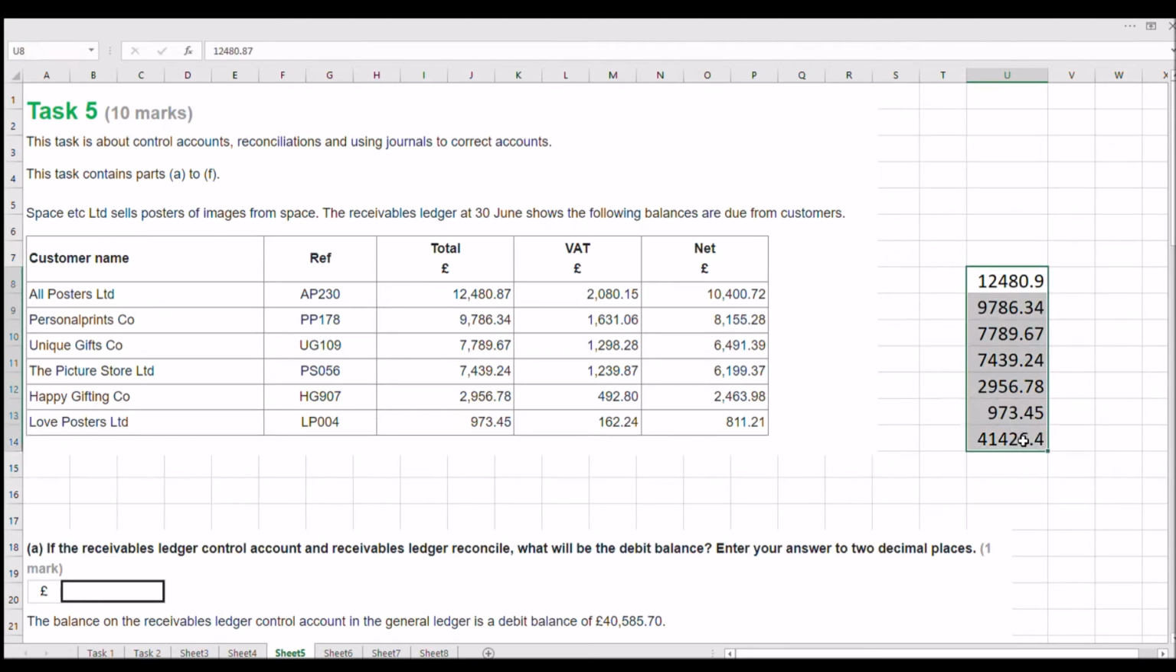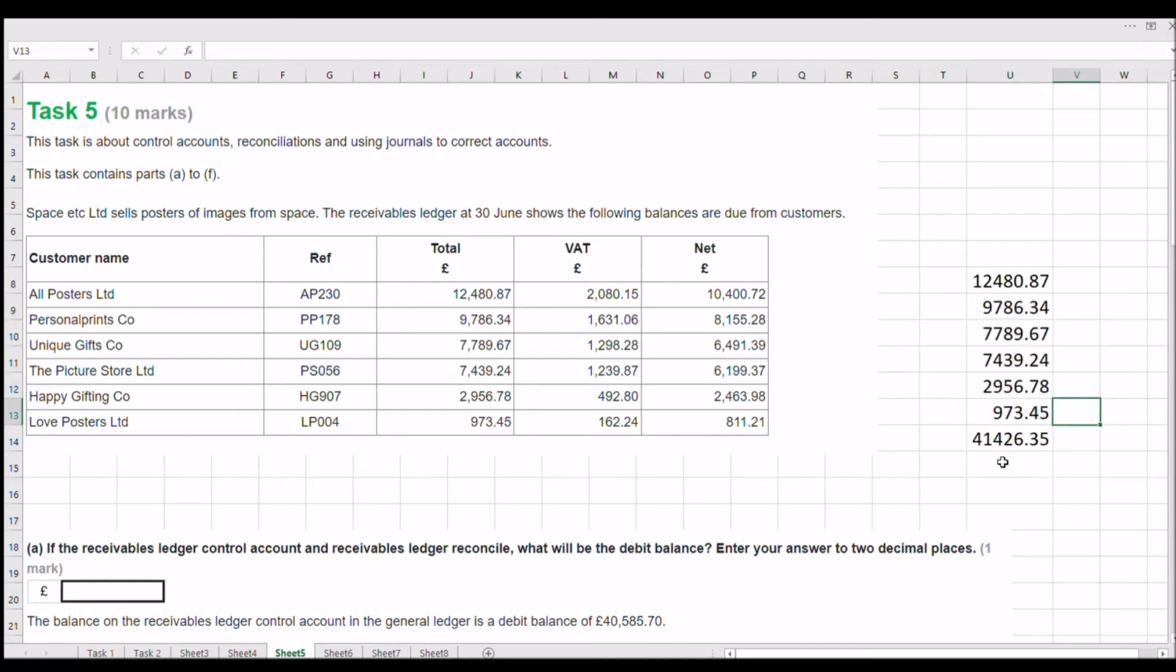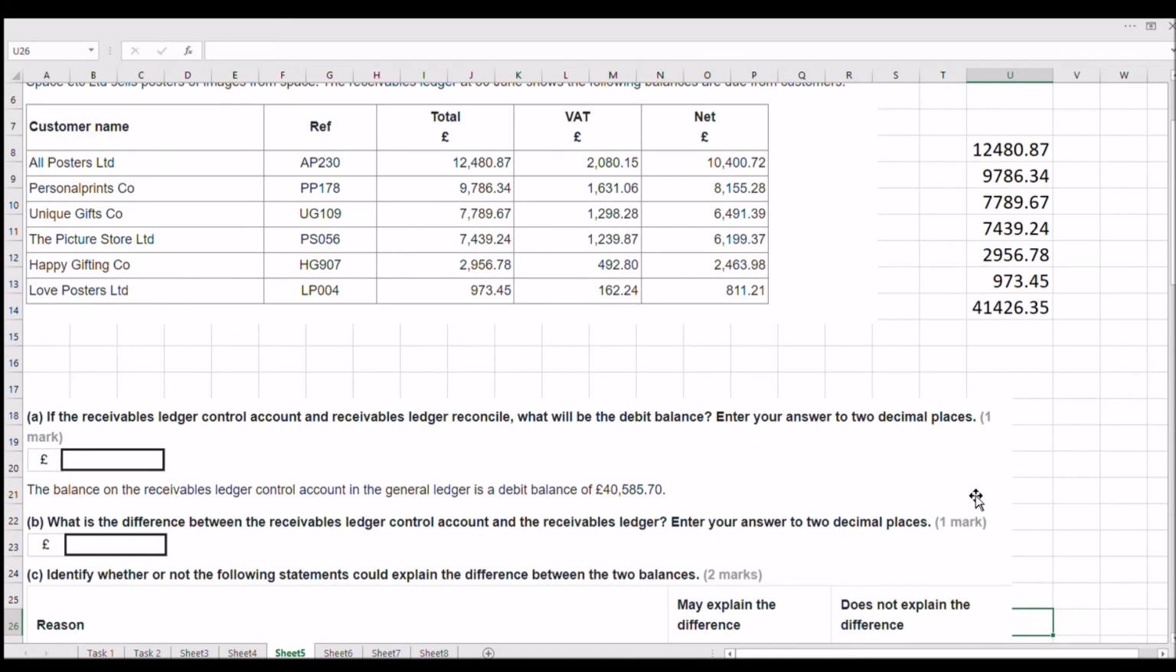Let me format that to 2 decimal places. The total is 41426.35, and in the exam that is the right answer. You would total the VAT and total the net, add those 2 together and check that was the right answer, because clearly you can make a mistake here. That's just exam technique.